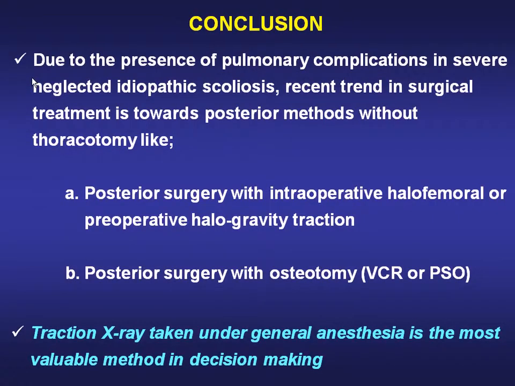And due to the presence of pulmonary complications in severe neglected idiopathic scoliosis, the recent trend in surgical treatment is towards posterior methods without thoracotomy, like posterior surgery with intraoperative halo-pulmonary or preoperative halo-gravity traction, and posterior surgery with osteotomy, like pedicle subtraction or PVCR. Traction X-ray under general anesthesia is the most valuable method in decision making.